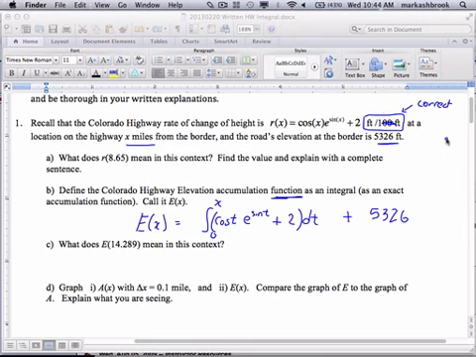Elevation 14.289 feet from the border. We're going to get the elevation, okay? All right, so what happened when you graphed AX with delta x of 0.1 versus EX? Did you do that with the graphing calculator?